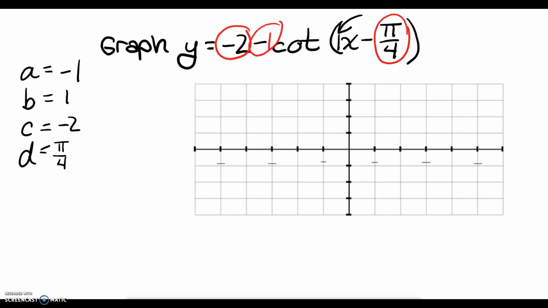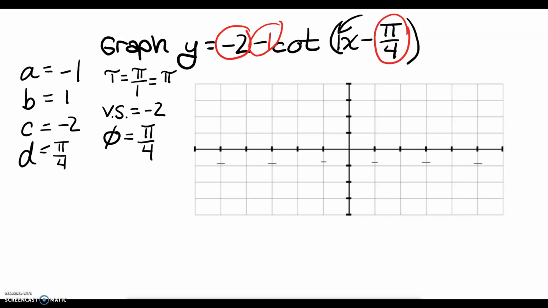So the very first thing I'm going to look at is finding my period. So my period is pi over b, which is 1, so it's just pi. So we haven't actually changed our period for this equation. Our vertical shift, we said, is down by 2, right? We can say down 2 or negative 2. Our phase shift or horizontal shift is going to be to the right by pi over 4.